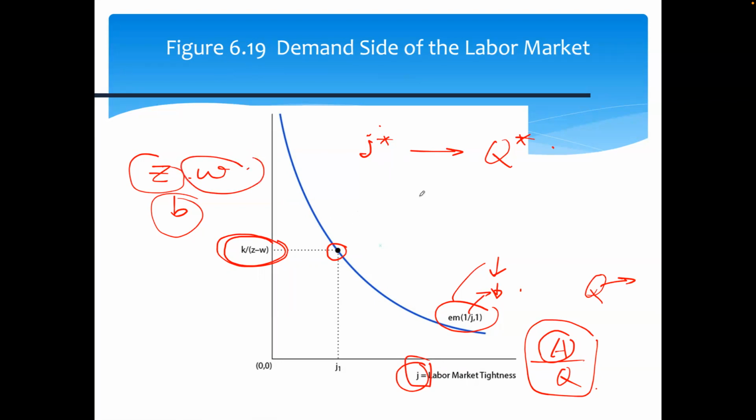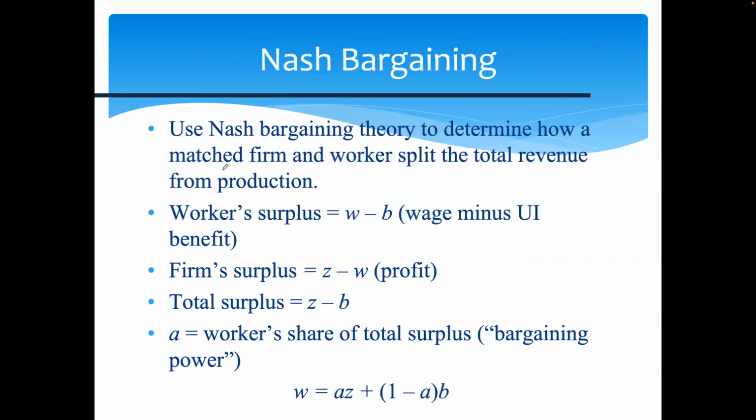Here, what I just explained to you is, if we know Z, B, and W, that's going to tell you J from the firm side. And then given J, we are going to go to the household side, and you're going to get a Q. But there's one key thing we need to solve as well, which is W. Now let's see what's going to determine W. W is going to be determined by bargaining.